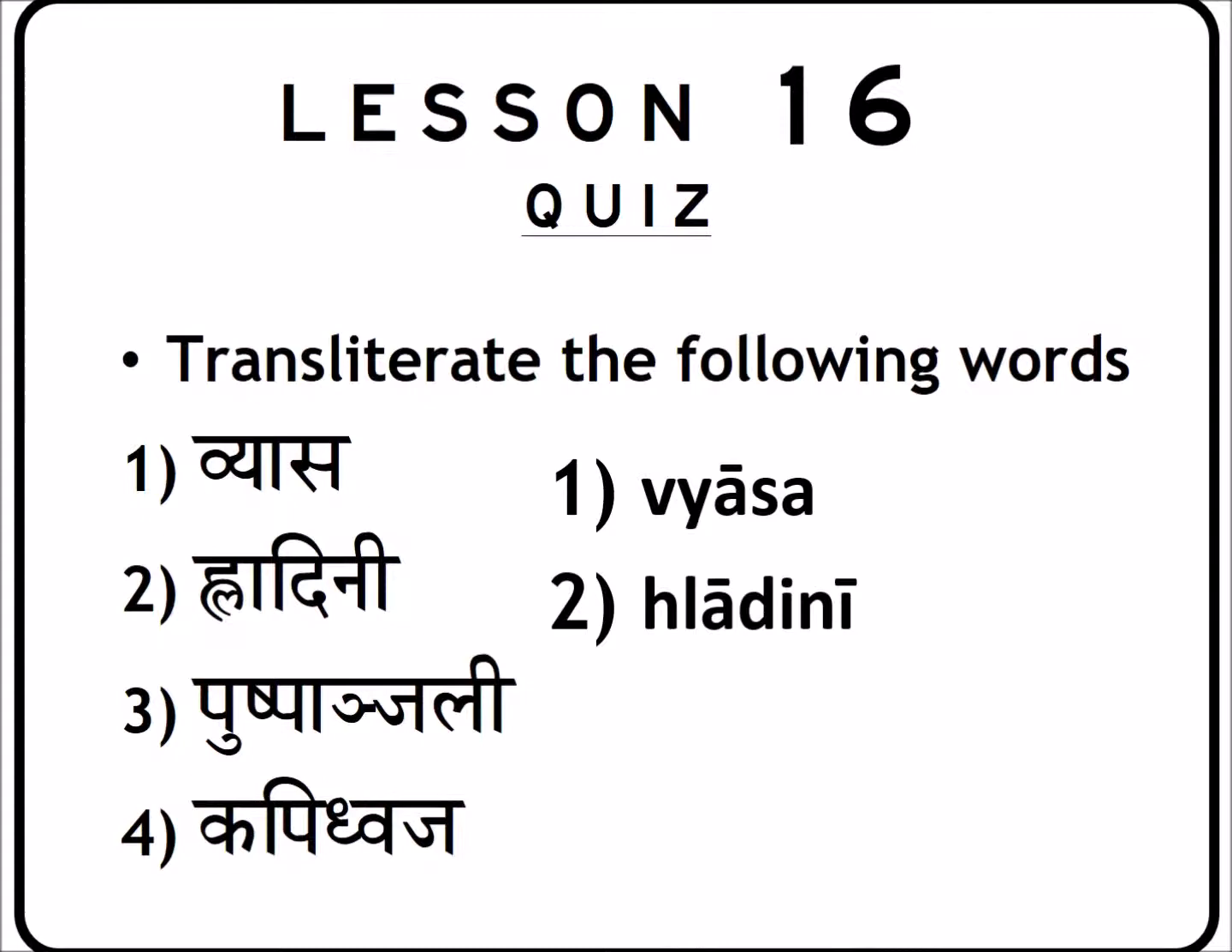The second word is Hladini. Hladini means the internal pleasure potency of the Lord. And if you notice on the first character, in case you may have had some trouble reading this word, you can see the first character has the letter Ha, hugging the letter La to get Hla. Then of course you had the long A to get Hla, to get Hladini.